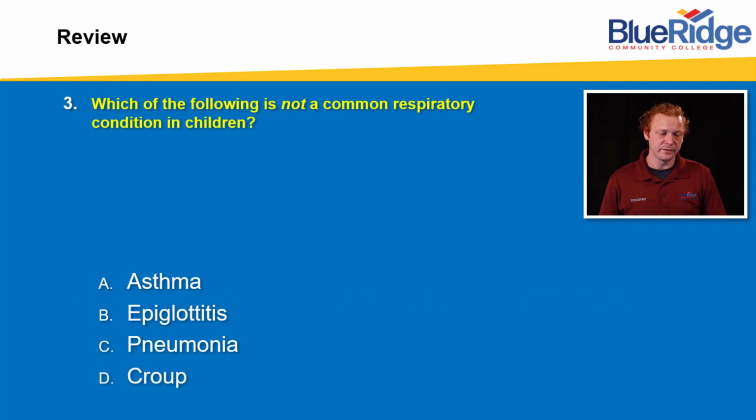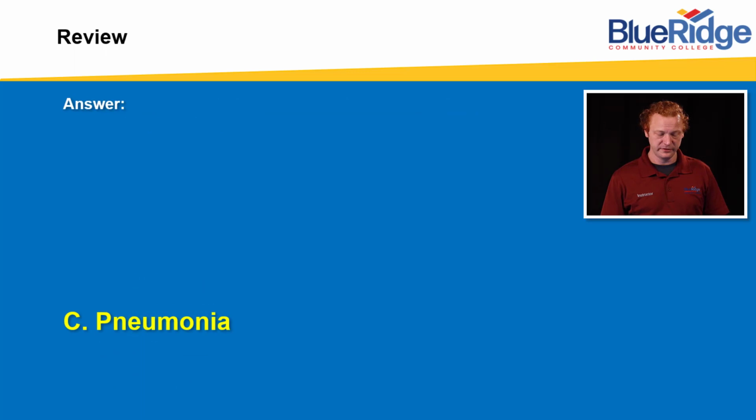Next question, which of the following is not a common respiratory condition in children? Is it A, asthma, B, epiglottitis, C, pneumonia, or D, croup? The answer is C, pneumonia.